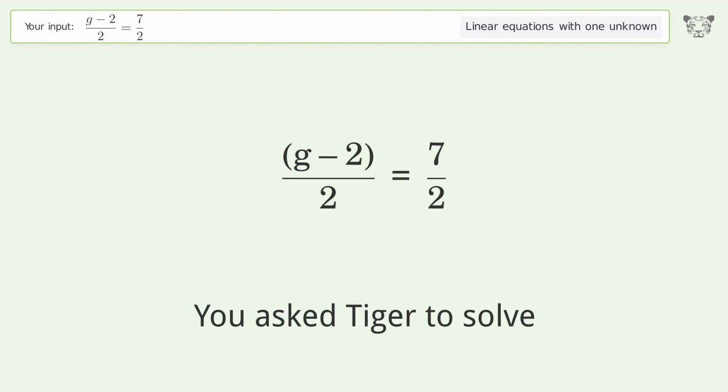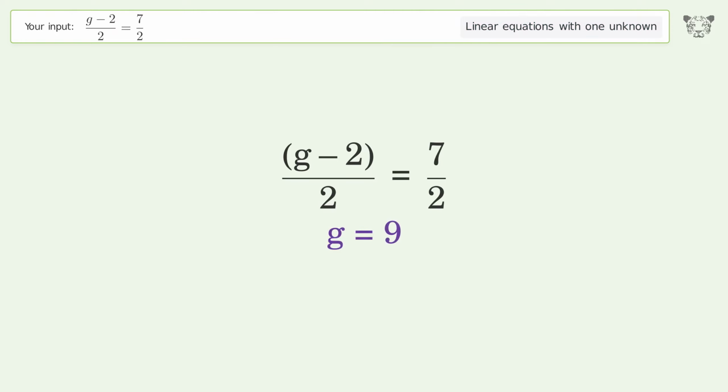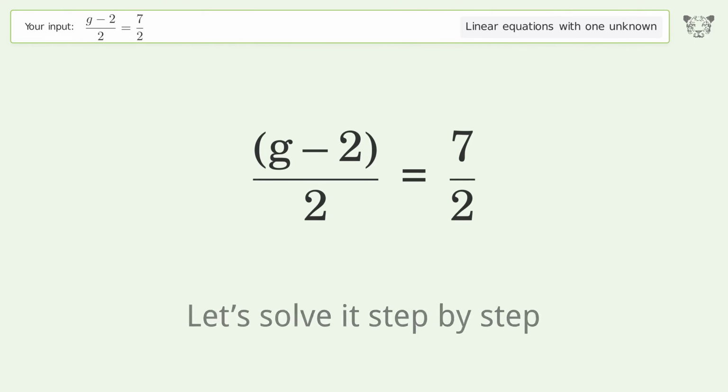You ask Tiger to solve. This deals with linear equations with one unknown. The final result is g equals 9. Let's solve it step by step.